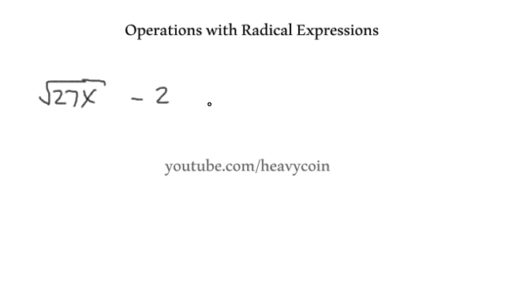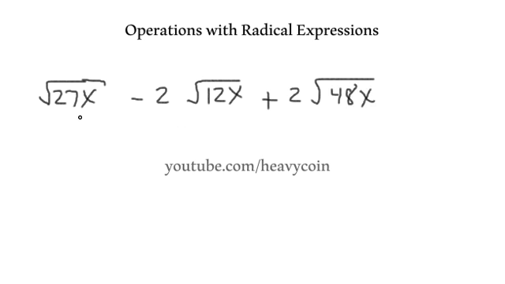minus 2 times the square root of 12x plus 2 times the square root of 48x. We're going to simplify this down. So what I'm going to do is break this 27 up. We know that 27 is 9 times 3.